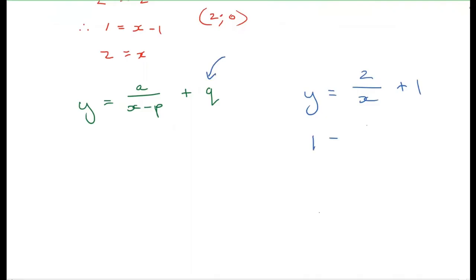Right, I'm going to make y equal 1. So 1 equals 2 over x plus 1. Minus the 1 from both sides gives me 0. Multiply both sides by x, 0 equals 2. 0 doesn't equal 2, obviously. So what does that mean? It means y can't be 1. So y may not equal the q value, which means y equals q is the asymptote.